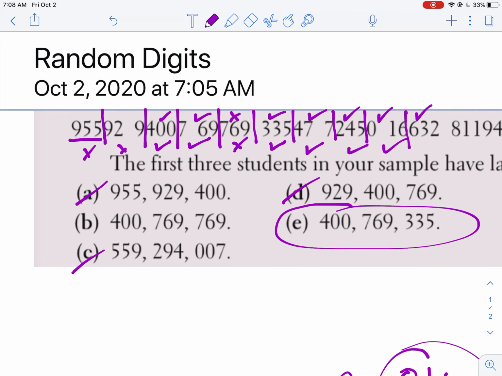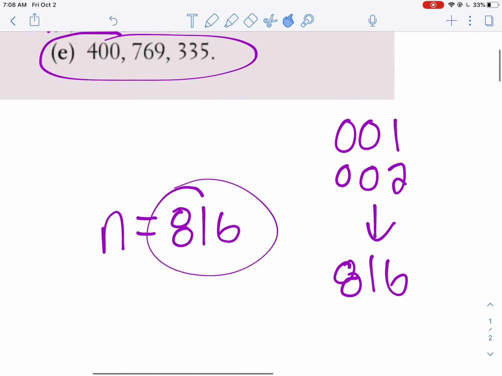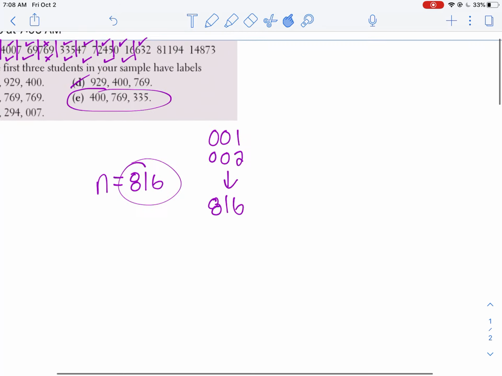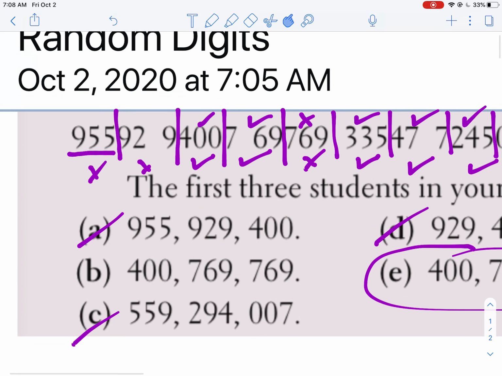So hopefully this helps you out using the random table of digits. Remember, it's all based on your population size. Like in this case, it was 816, so I went with 3 digits here. And the first person I gave 001. So you do it based on your population size and the number of digits you need. And it doesn't matter if they're not grouped the way you need them to be. You group them just like I did. I went in threes.